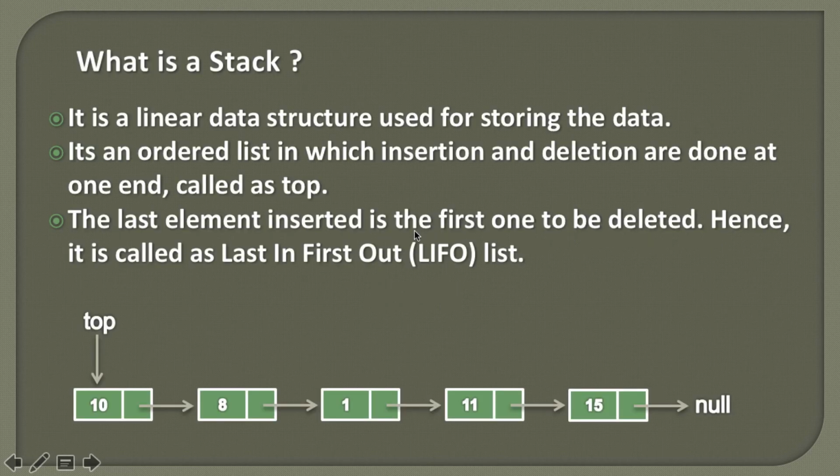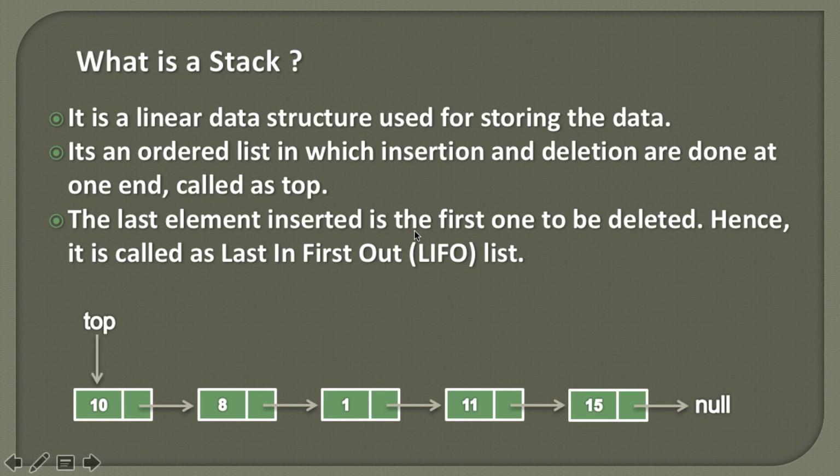So friends, what is a stack? A stack is a linear data structure used for storing data. We call it a linear data structure because it can be represented by a linked list or an array in which the nodes are adjacent to each other. Therefore, it's a linear data structure.